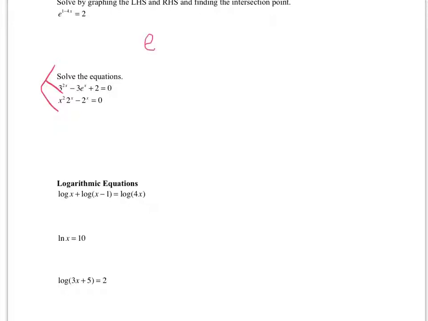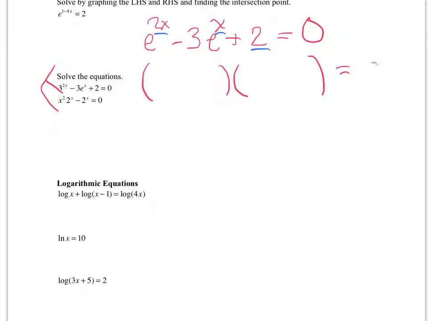It should be e to the 2x power minus 3e to the x power plus 2 is equal to 0. Now we should recognize this as quadratic in form. It's not a quadratic equation, but it is quadratic in form. The exponent here is double the exponent there, and here we have a constant. So we can actually factor this as a quadratic. We don't have to go through the whole substitution process.